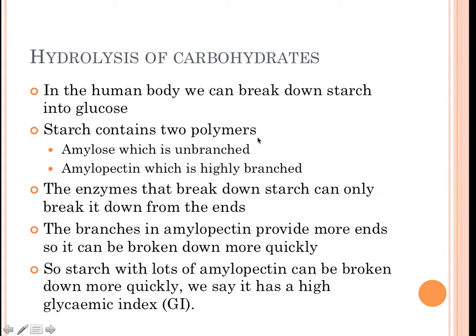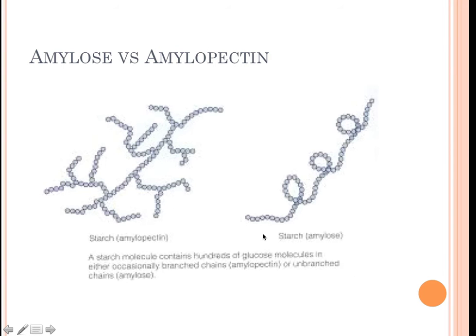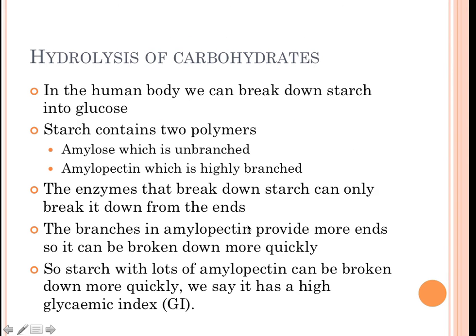It's got two polymers, remember, amylose, which is your unbranched one, looks kind of like this, it's in a spiral, and then amylopectin, which has got lots and lots and lots of branches on it. The branched amylopectin is very useful because it can be broken down a lot more quickly.